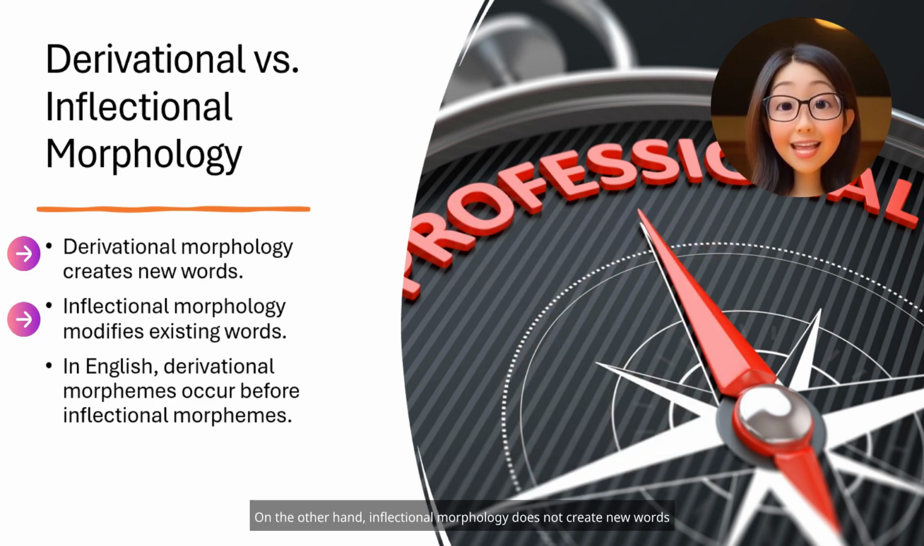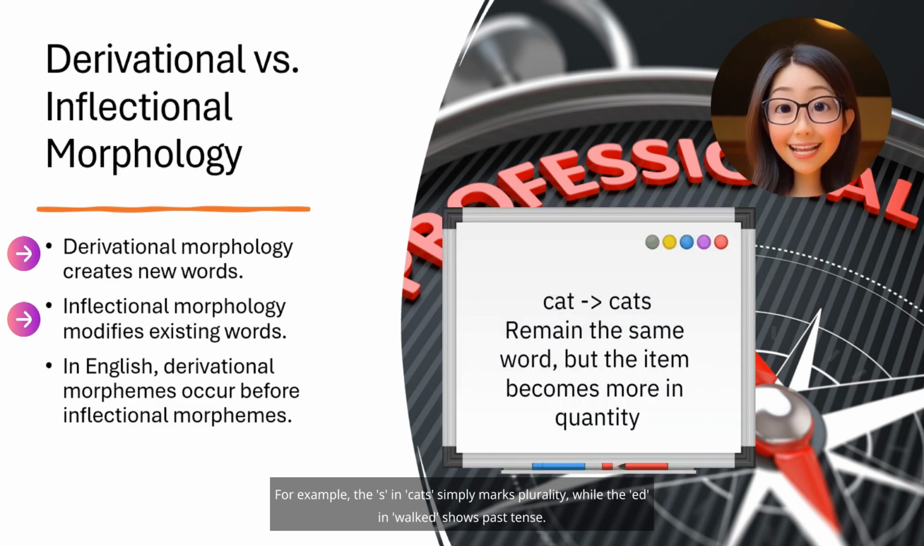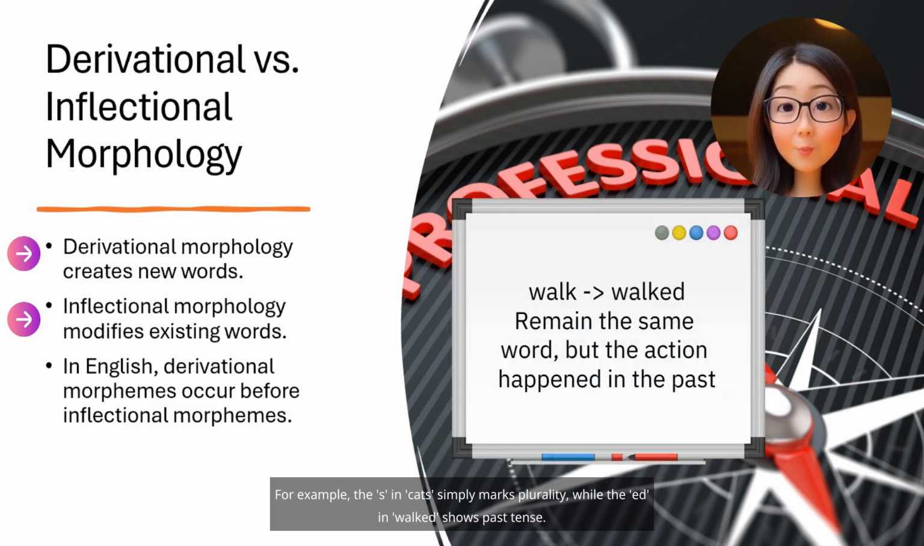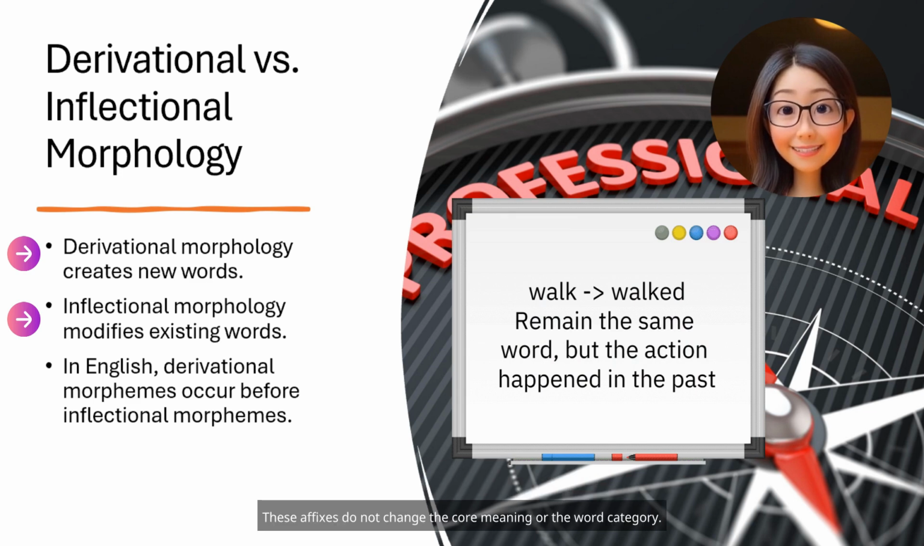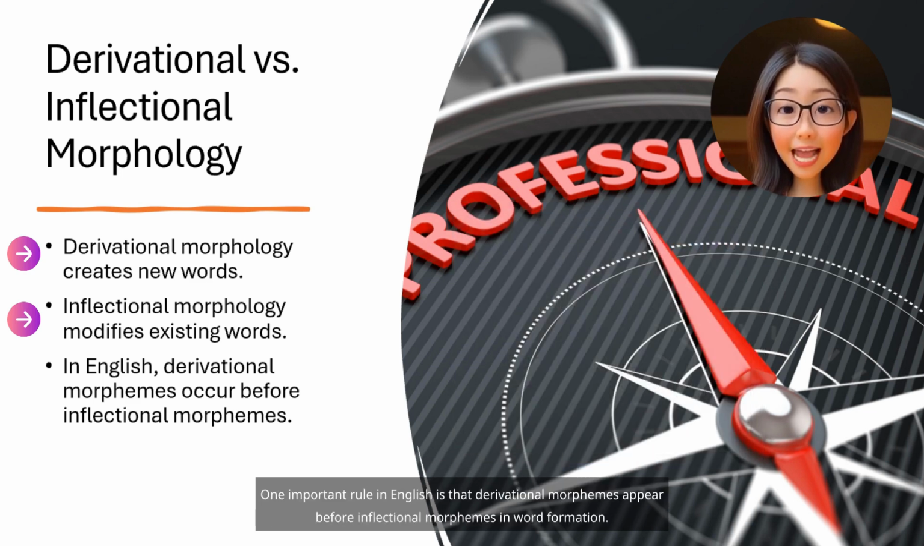On the other hand, inflectional morphology does not create new words, but instead modifies existing words to indicate grammatical relationships such as tense, number, possession, or comparison. For example, the s in cats simply marks plurality, while the ed in walked shows past tense. These affixes do not change the core meaning or the word category.